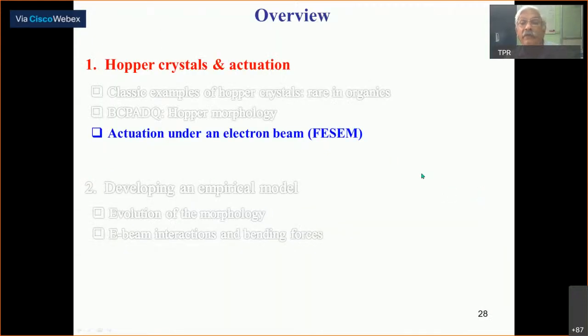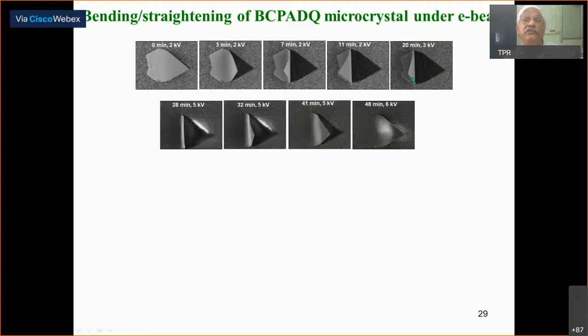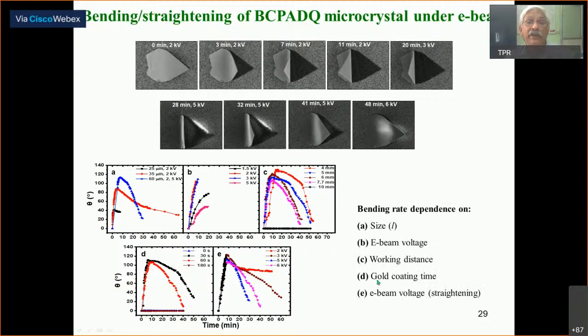Now, when we were trying to figure this out, my student observed another peculiar thing. Again, continuing with the observations before we go to trying to understand what is going on, this actuation phenomenon. These crystals were being imaged under SEM, scanning electron microscope. And you can see as a function of time, under a certain voltage, they start bending. If you hold it at this point, it will stay there forever. But if you increase the voltage a little bit, they can be made to bend back. And you can do a variety of changes.